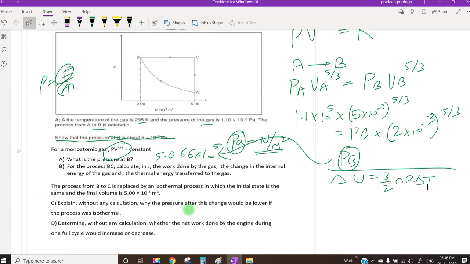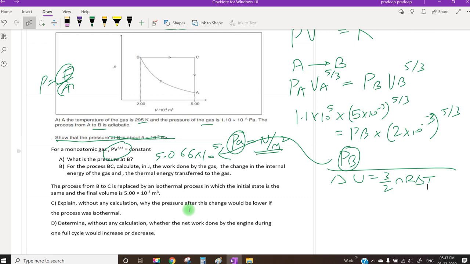Okay, so Samil, could you tell me your answers for part B for this question? Work done, I got it as 1520 joules. That is right. And delta U, I got it as 2281.5 joules. And thermal energy is just the addition of the earlier two values, so that is 3801 joules. Correct.